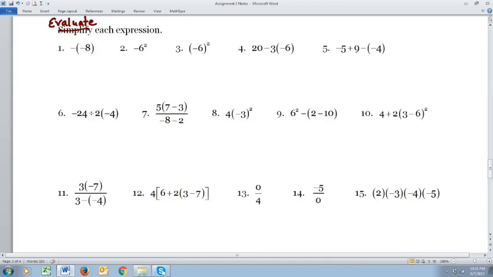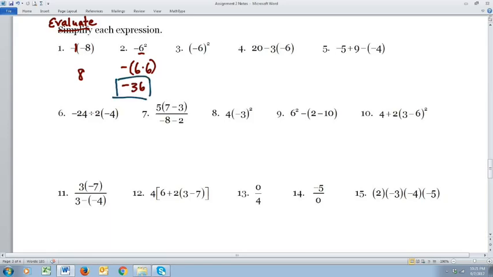Here we have the opposite of negative 8, which is positive 8. The other way to think of this is as negative 1 times negative 8. On number 2, remember we've got to be careful with knowing what the base is. On number 2, our base is just the 6. Again, if an exponent is next to a number or a letter, it only applies to that number or letter unless you have parentheses. So here my base is 6. So we're going to square 6 and apply the negative. We end up with negative 36.